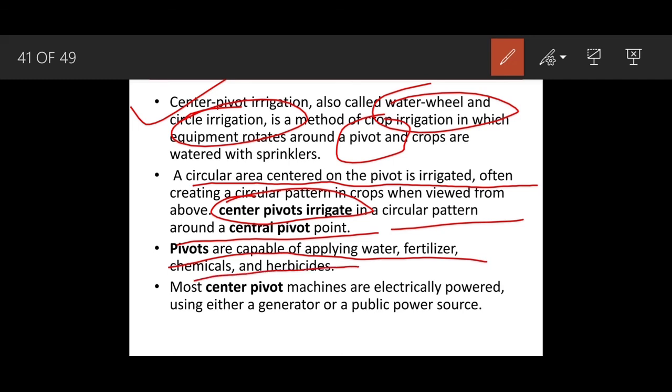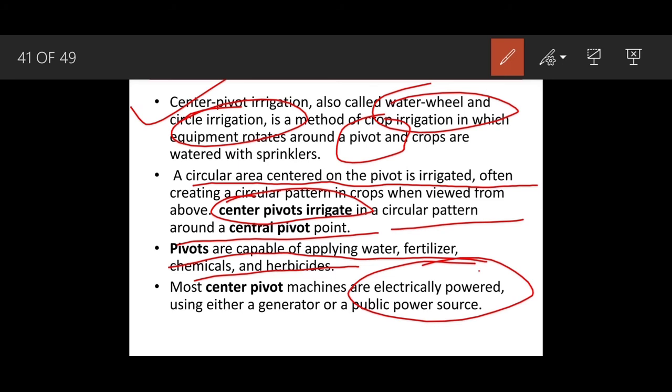Apart from giving out water, chemicals like pesticides and herbicides can be sprayed with the help of this system, to kill the bacteria that has grown in the field. So herbicides can be given also by using this system. Most center pivot machines are electrically powered. They use a generator or a public power source.